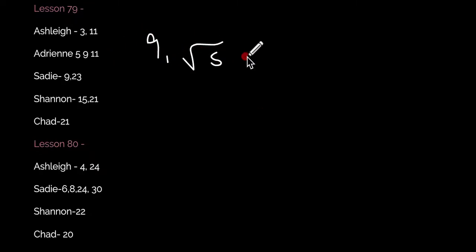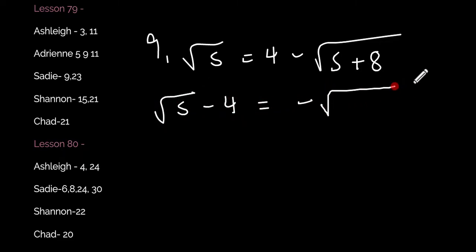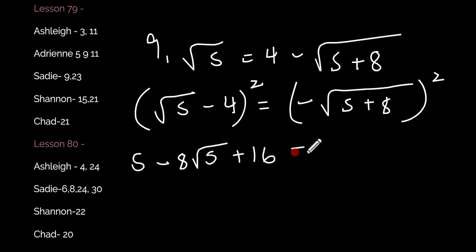Square root of s equals 4 minus the square root of s plus 8. All right, I'm going to subtract the 4 from both sides. And then I'm going to get negative square root of s plus 8. Now we're going to square both sides, and I don't know why it didn't work last time. Okay, the mature way is you square the first term. We're going to get s, multiply these together, you get negative 4 square root of s, so it's going to be negative 8 square root of s, plus 16. Square this side, we get s plus 8.